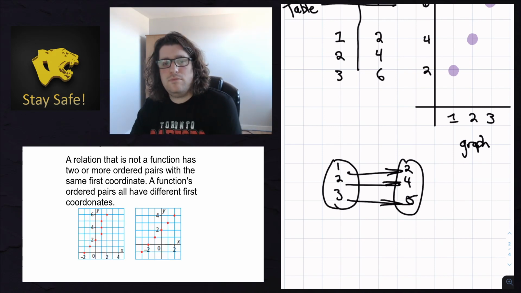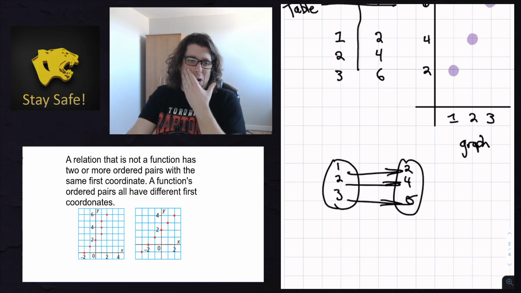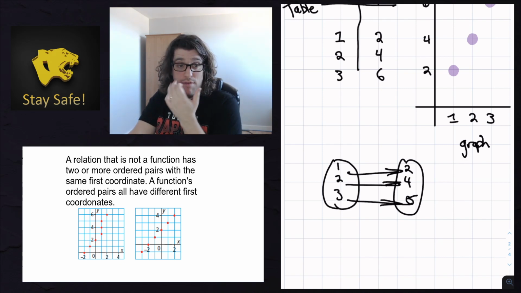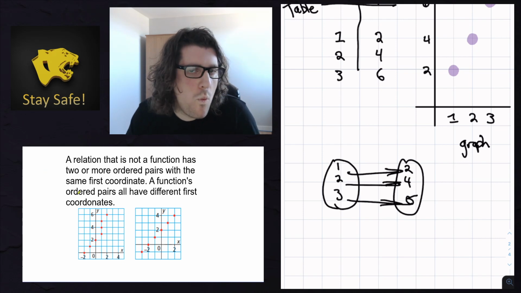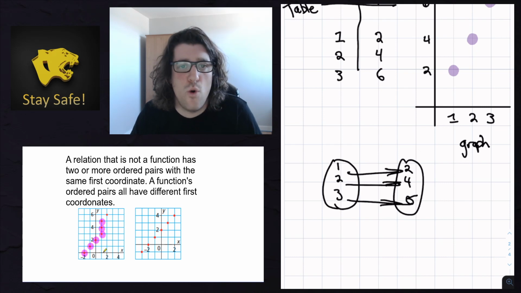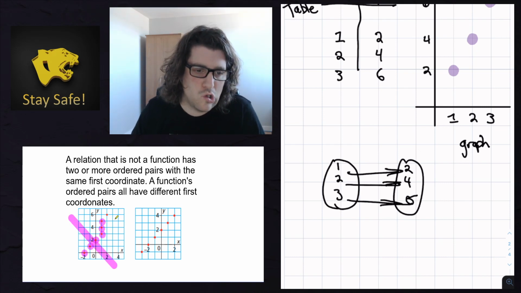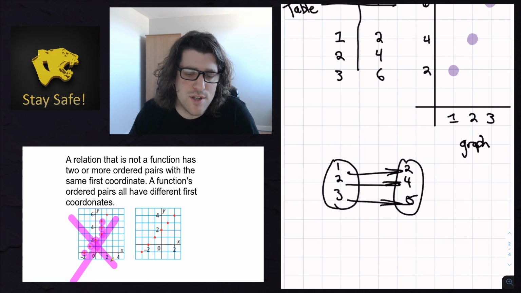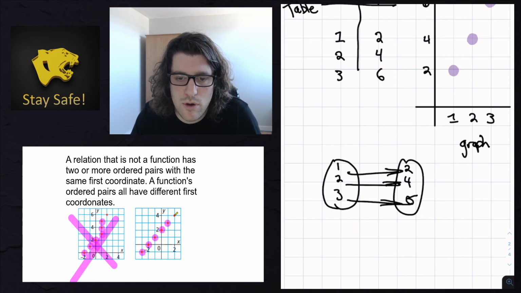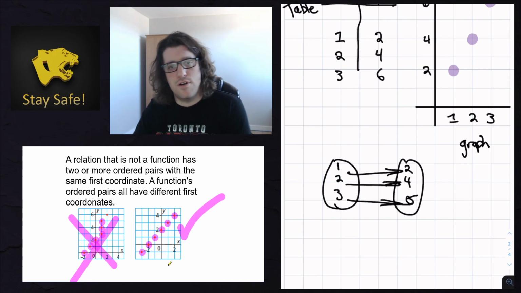All right, so a relation that is not a function has 2 or more ordered pairs with the same first coordinate. A function's ordered pairs all have different first coordinates. So what that means is we can skim along and say, only 1, -2, only 1, -1, only 1, 0, 1, 2, 3, 1's not a function. So that is a relation, but it's not a function. Only 1, only 1, only 1. Great, that is a function.